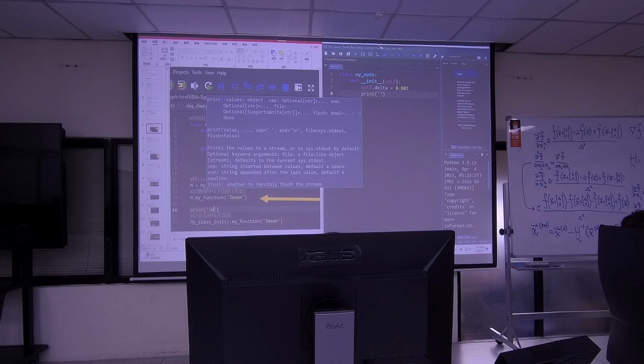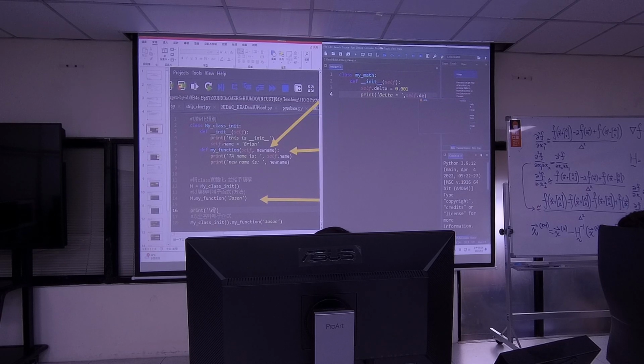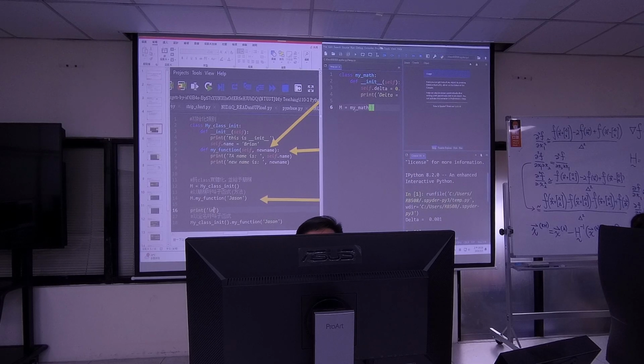Say delta equals to. Okay, let's just have that for now. And if I say n equals to my math, and run the code, you can see I didn't do anything. I didn't call the function. I just defined the class as a shorter name, capital M.